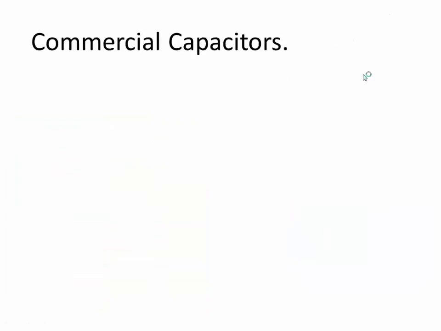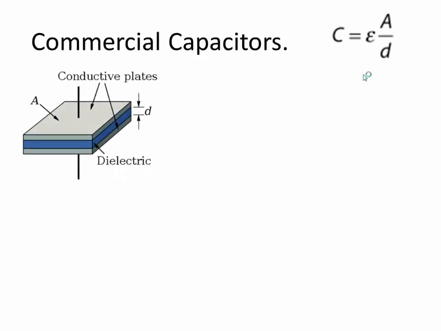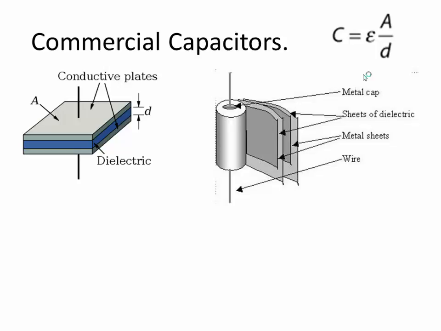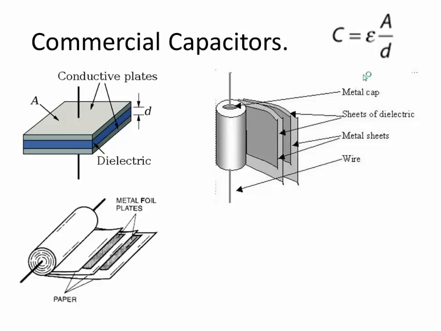So let's look at what commercial capacitors look like, bearing in mind this equation. This is basically what it is: two plates with a dielectric material between them. This is one way of making it, by having long sheets that roll up, and that's why many capacitors are cylindrically shaped, like this one here.